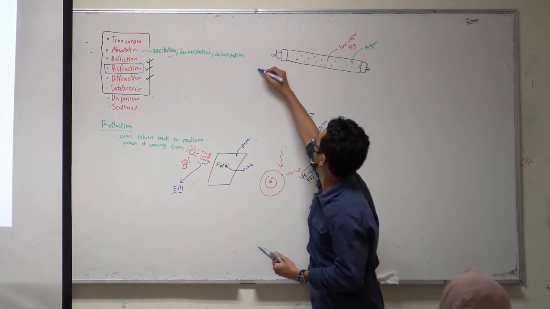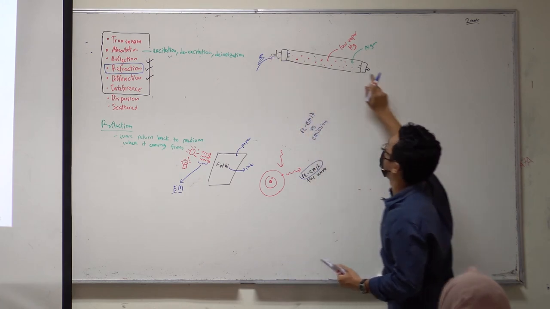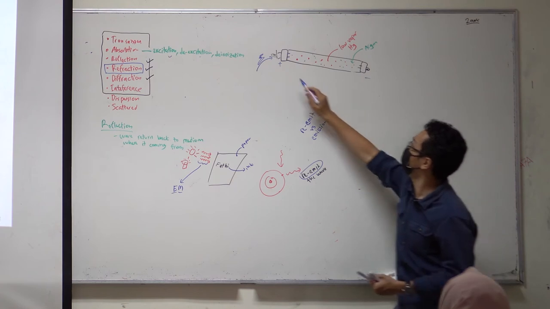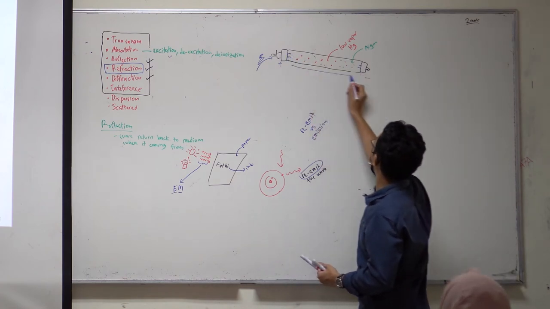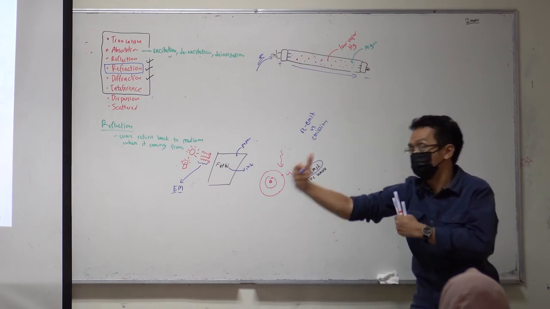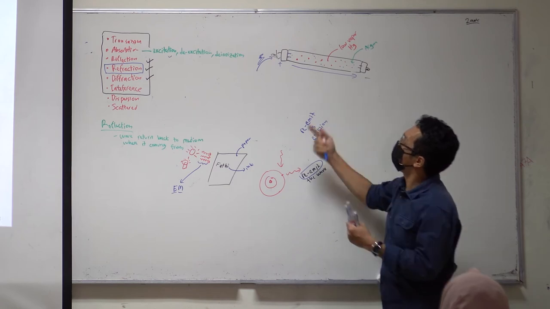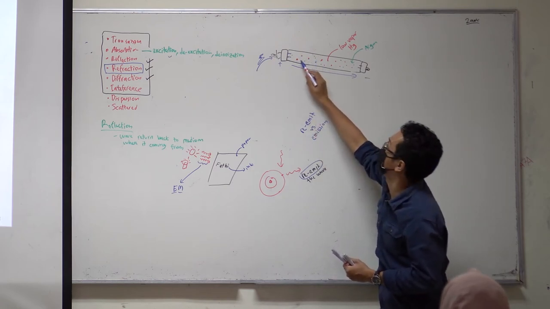what is happening is that I give the electric here. Because of the different polarity, let's say this is plus, this is minus, the electric will move from here to here. There is a voltage difference, that's why the electric can move. By doing so, it will collide with all these molecules, all these atoms.